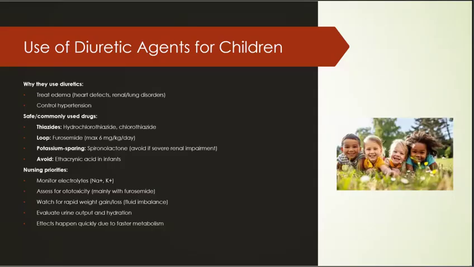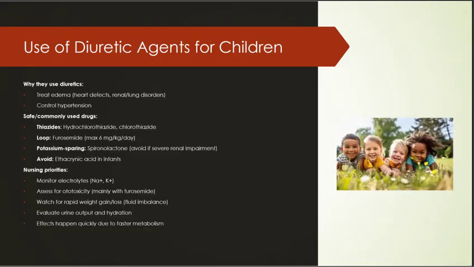Why do we use diuretics? It's to treat edema, heart defects, renal and lung disorders, and to control hypertension, especially for children. The safe, commonly used drugs are thiazides, like hydrochlorothiazide or chlorothiazide, and loop diuretics, another name is furosemide. The max for children is 6 milligrams per kg per day. So yes, you'll be doing drug calculations when it comes to children.